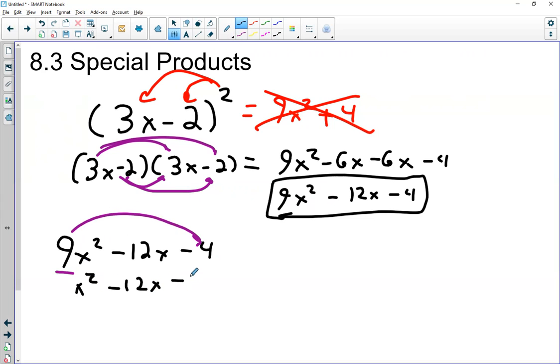How is it negative 4? It's negative 2 times negative 2. It should be positive for you, right? Is this factoring? Okay, I'm going to save that for later.